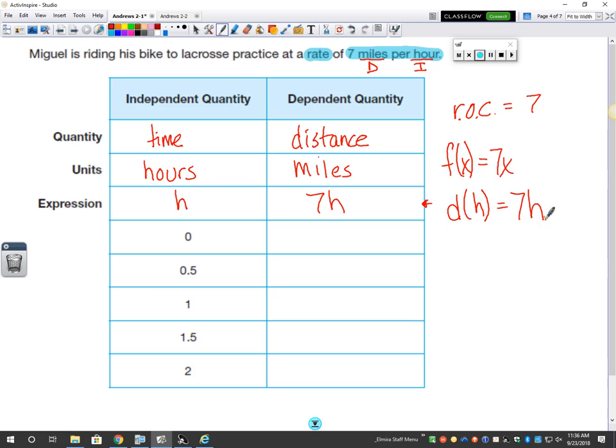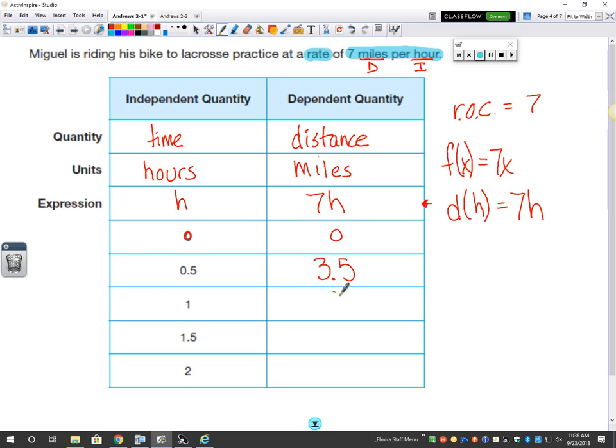All right, so going on, Miguel is riding his bike. No time has gone by, so common sense says he is still at home. He hasn't gone anywhere yet. No distance yet. Okay, and then to make the jump from 0 to 0.5, that means he's only gone a half hour. So if he's going 7 miles for 1 hour, if he only goes a half hour, that's half that distance. So that's going to be 3.5.